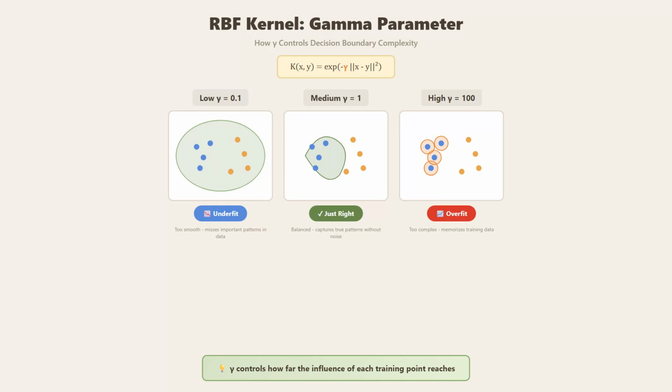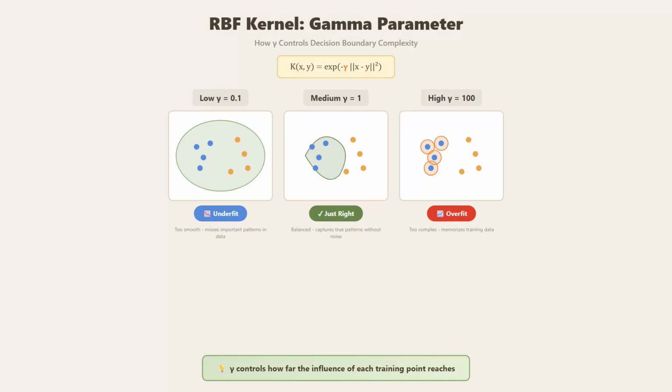When gamma is at a medium value, around 1, you get a balanced decision boundary. It follows the general shape of the data distribution without fitting to every individual point. This is often the sweet spot where the model captures the true underlying pattern.